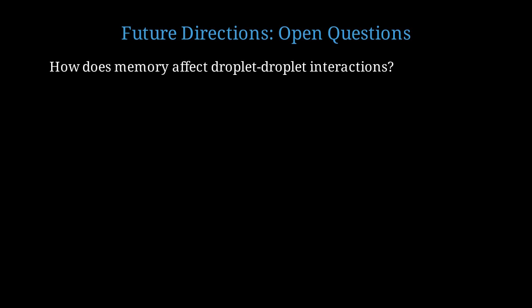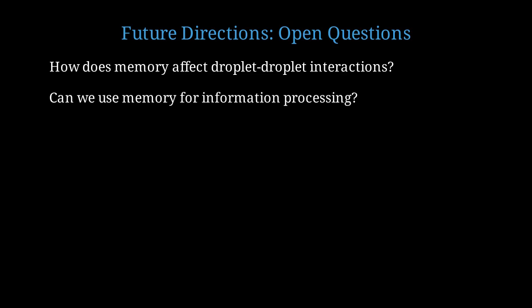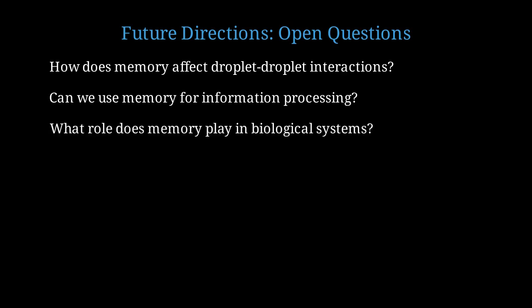Despite significant progress, many questions remain open in droplet memory research. How does memory affect the coalescence or repulsion between nearby droplets? This is largely unexplored. Can we exploit memory as a form of information storage in lab-on-chip devices? This could enable new computational paradigms. In biological systems like cells, do similar memory effects exist in membrane deformation? This could have implications for understanding cellular mechanotransduction.